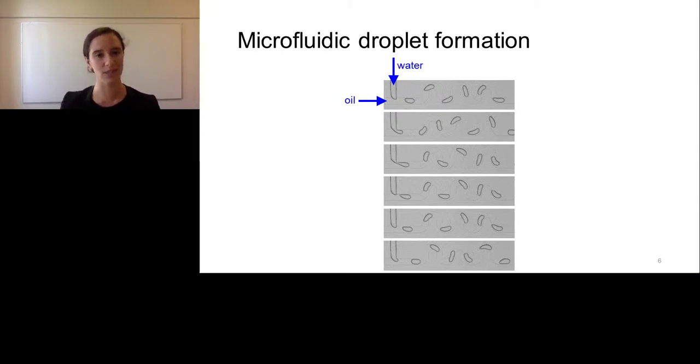This is a lot easier to see in the next slide, in slide number 6. And here what I've done is I've taken sequential images from a video so that you can see what is happening at the T-junction.